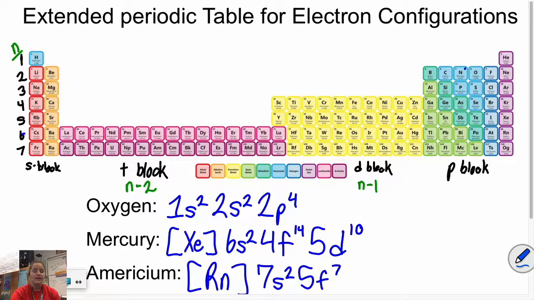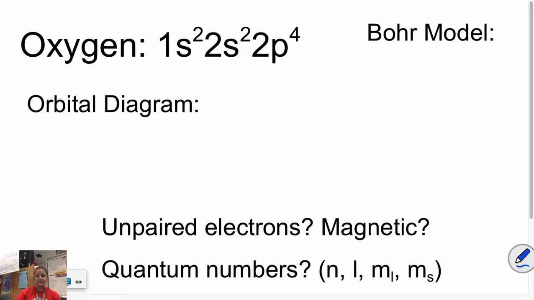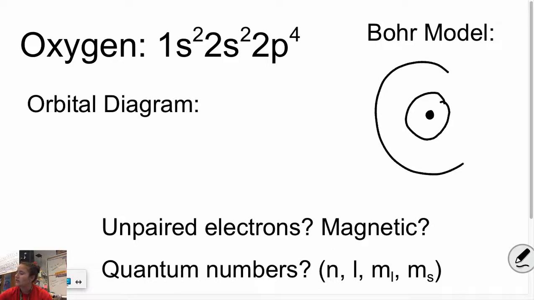Okay, let's first look at oxygen. There's oxygen's electron configuration written out again. Let's go ahead and use that to do the Bohr model. Bohr models are simplified models where you represent the nucleus as a dot, and then you have the electron energy levels around it. So in the first energy level, oxygen has 2 electrons.